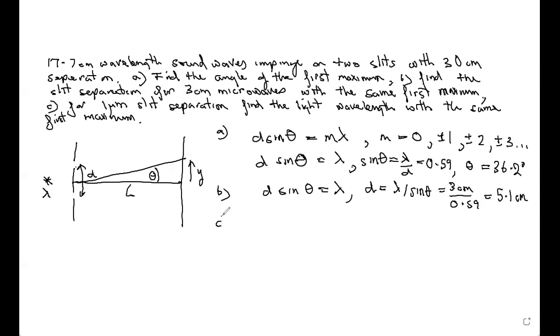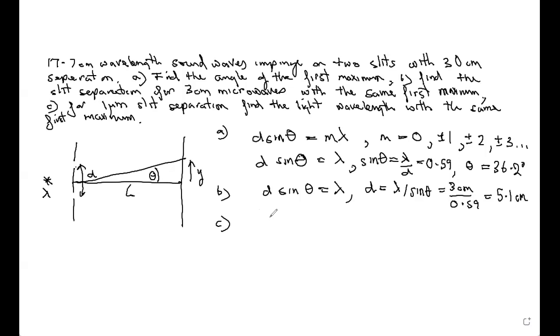Finally, in part C, we're asked to imagine doing the same experiment again, but this time not for sound waves, not for microwaves, but for light waves. And we're told that in this case, the slit separation is now 1 micrometer, so 1 times 10 to the minus 6 meters. And we've got the m equals 1 maximum at the same location as the microwave experiment and the sound wave experiment. And we've got to figure out the wavelength of light this time that corresponds to the maximum being at the same location.